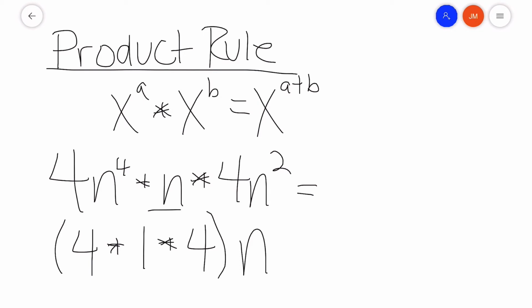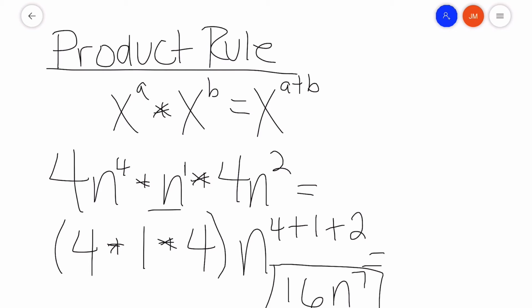Based on the product rule, we can add the exponents. So n, the first exponent is 4, plus, we know n is the same as n raised to 1, so plus 1, plus 2 for the last term. So we know this equates to 4 times 1 times 4, which is the same as 16, times n to the 4 plus 1 plus 2, which is 7. So our final answer is 16 times n to the 7th power.